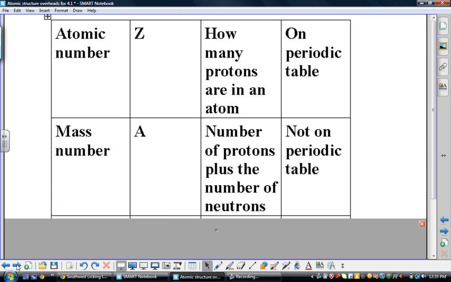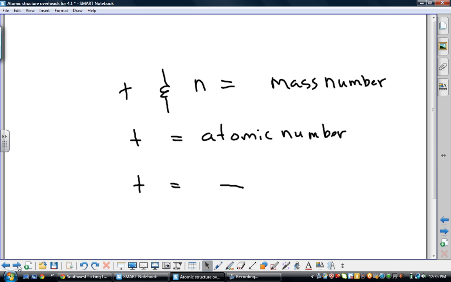The atomic number is the same number as the number of protons, which I showed you just a few moments ago in the periodic table. Mass number is the number of protons plus the number of neutrons. This number is not found on the periodic table. A similar number is, but not this particular number. So the next thing that we did is we worked with atomic numbers and mass numbers and calculating those.